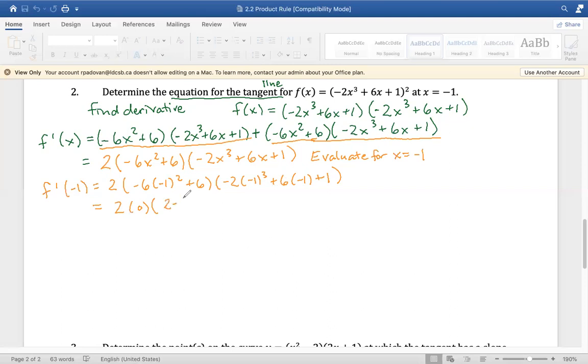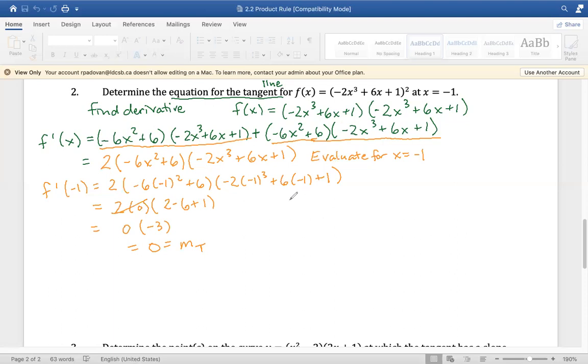And if I don't want to do all that in my head, I can start writing it out. So 2 times 0 is just 0 times negative 4 plus 1. But 0 times anything, I'm still going to get 0, right? So when I'm plugging in, I have the derivative, and I'm plugging in the value of x equals negative 1. This is equal to the slope of my tangent line, right? That's not an equation. I need the equation of the tangent line.